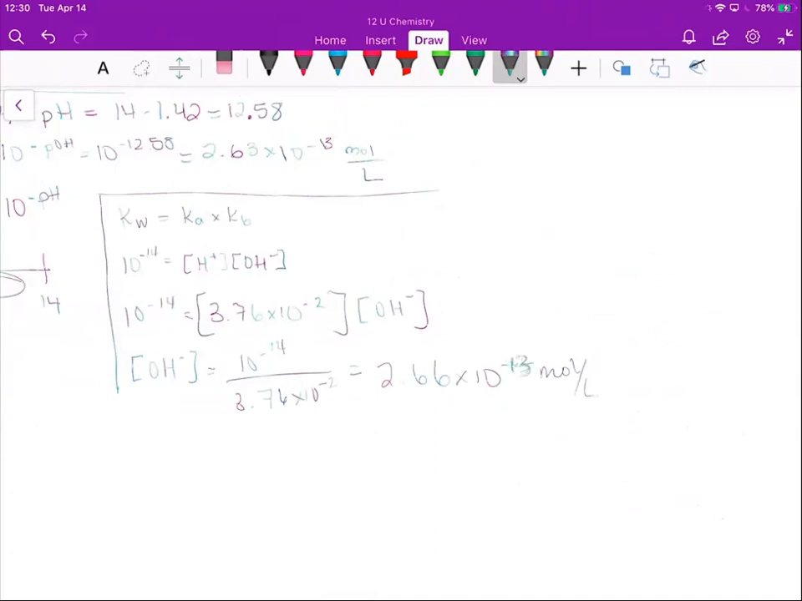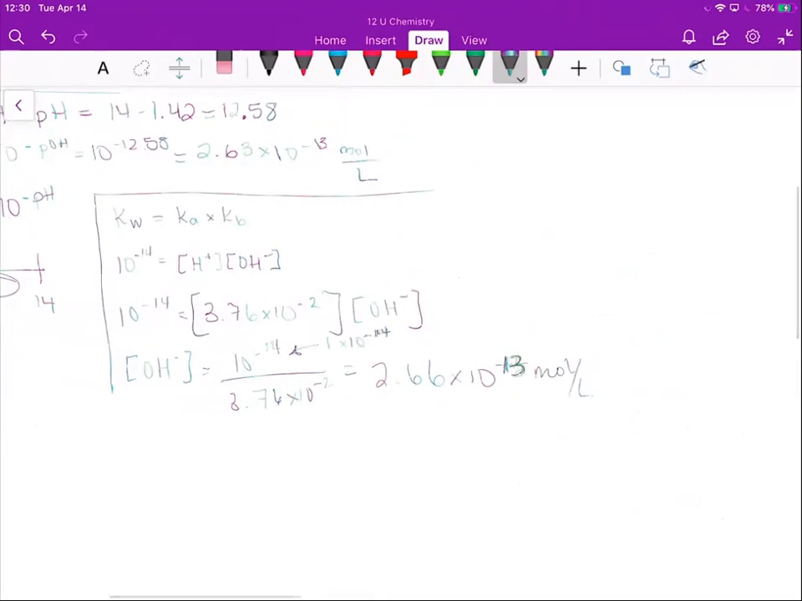Please try this. When you're putting this in your calculator, put 1 times 10 to the minus 14 as well. Okay, and so then you get times 10 to the minus 13 here. Try this. Let me know if there's any other questions that you want me to go through for the homework, and take care.